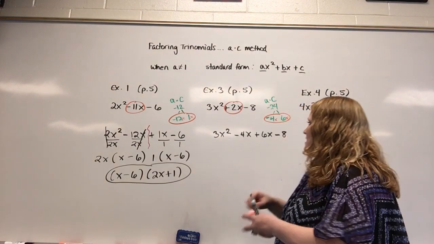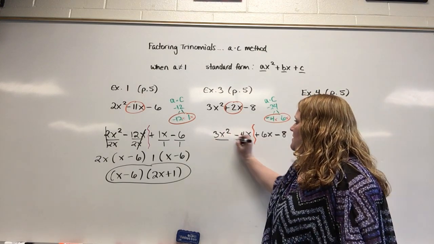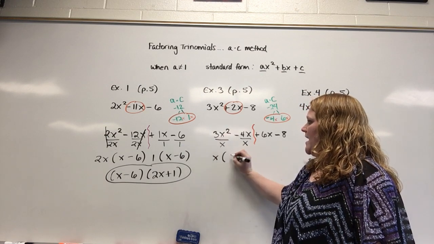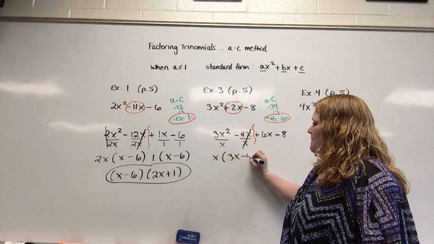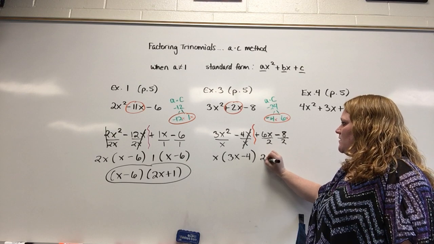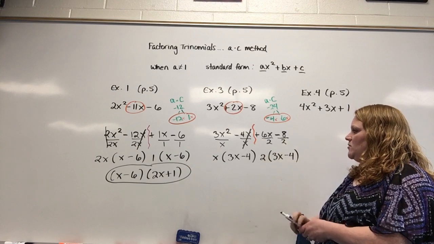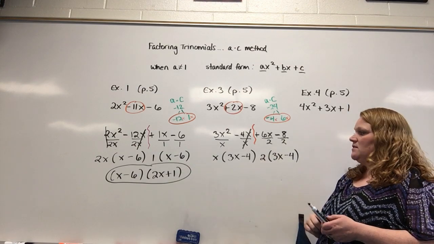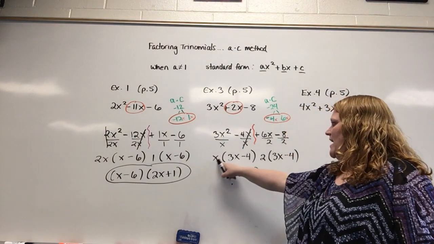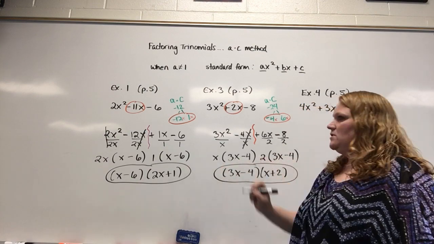So I'm going to split my problem into two, and I'm going to do a GCF on both sides. On the left side, I can factor out only an x. So I write the x down, and I'm left with a 3x minus 4. On the right side, I can factor out a 2. So I write down a 2, and I'm left with 3x minus 4. Double check that your parentheses are the same, which they are, so that gives me confidence that I've done it correctly. So I'm going to keep the 3x minus 4, and then I have an x with a positive 2, so x plus 2. And those are my two factors.